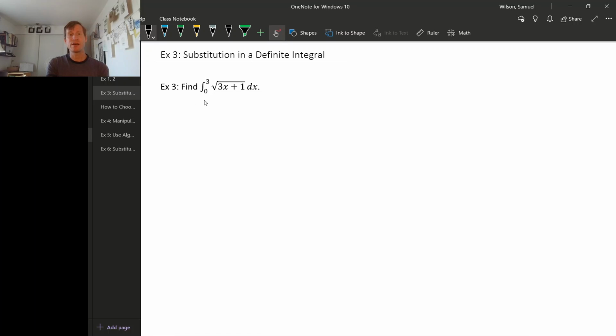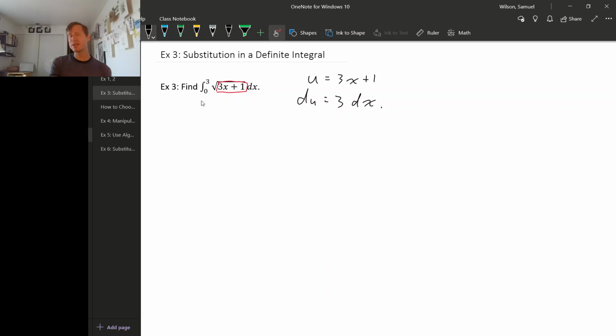So let's find the integral from 0 to 3 of the square root of 3x plus 1. So if we're going to use a u substitution, we need to identify something that counts as an inside piece. And since there's a square root, it seems like whatever is inside the square root should count as inside. So let's say that u is 3x plus 1, and du is then going to be the derivative of 3x plus 1, which is 3, times dx. And now we can do our substitution.